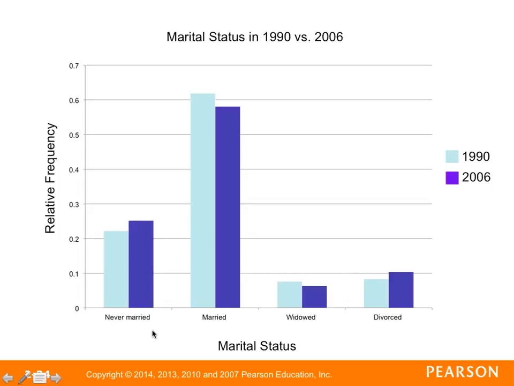So what we're looking at here is we have two bar graphs that are side by side. We have these categories along here, our marital status: never married, married, widowed, and divorced. And we have relative frequencies along the side. And you can see that this light blue color is 1990 and the medium or dark blue is 2006. So what you can see is that in 2006 we had a higher proportion who were never married, a lower proportion who were married, a lower proportion widowed, and actually a higher proportion who were divorced. So this allows you to compare two different data sets that have the same categories and see maybe how trends have changed over time or something like that.